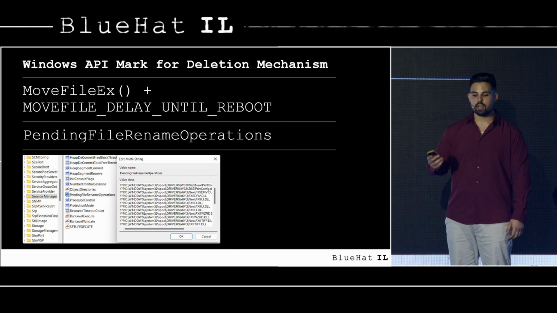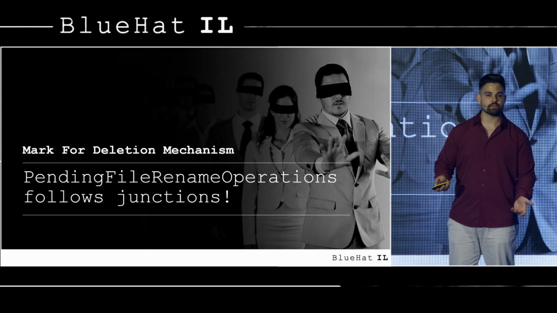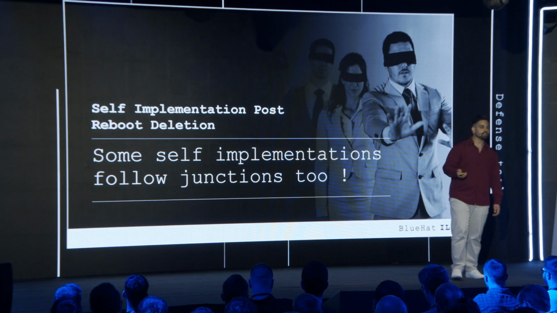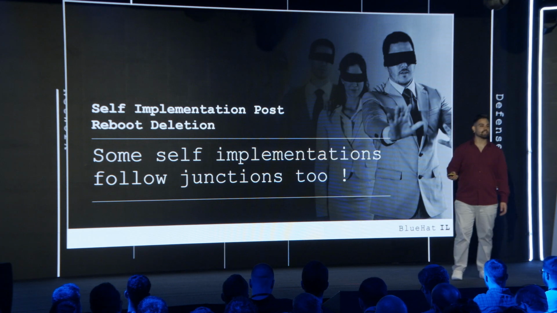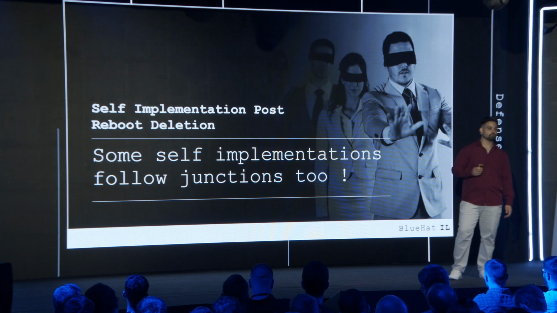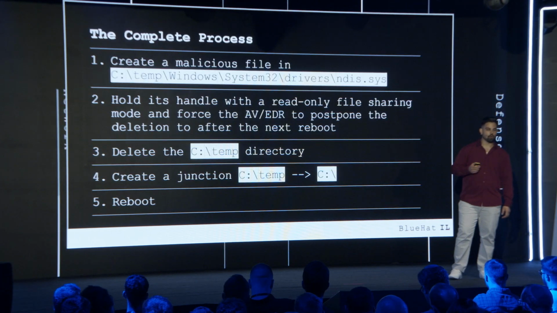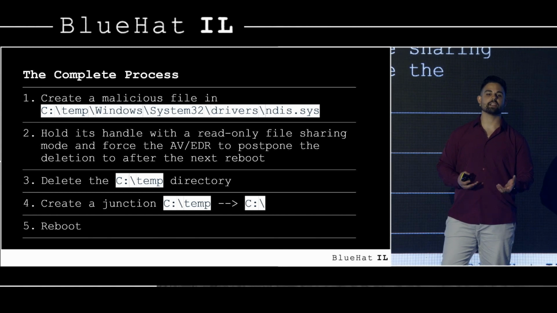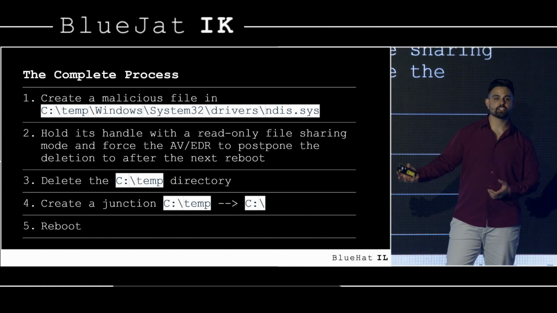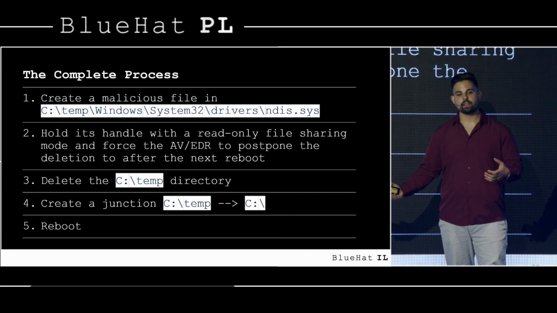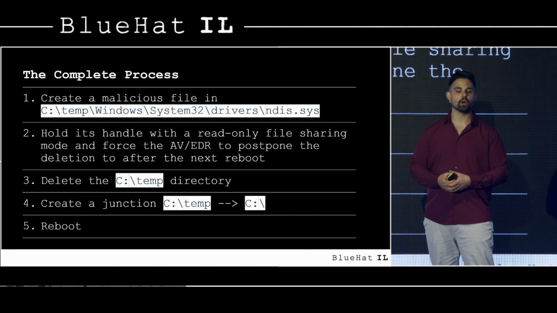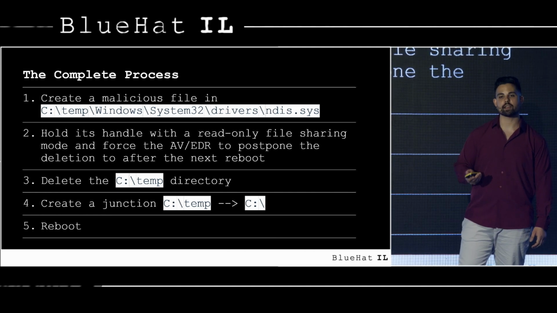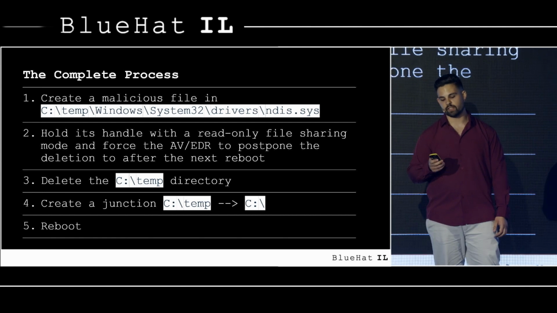However, the PendingFileRenameOperations feature blindly follows junctions. And apparently, some self-implementations of other products do that as well. So overall, this meant that I could combine the two techniques that I used with the junctions, to redirect the deletion and the handle catching. I could combine them both in order to create one complete process that allowed me to delete almost any file that I wanted on the system as an unprivileged user.